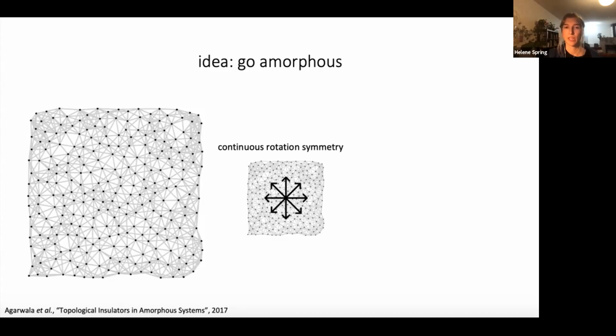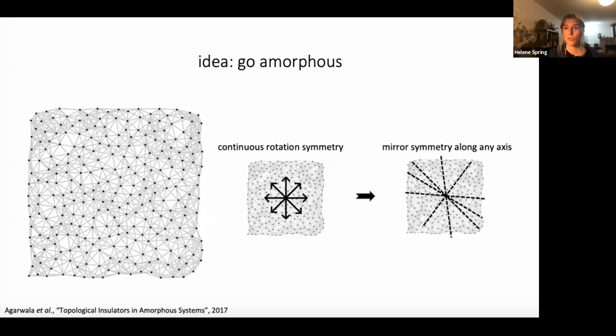This symmetry means that a particle traveling through an amorphous system would experience the same environment no matter what direction it takes. And thanks to this rotation symmetry, amorphous systems also support mirror symmetry for any edge orientation. And this is exactly what we wanted, a spatial symmetry present for any arbitrary edge orientation.